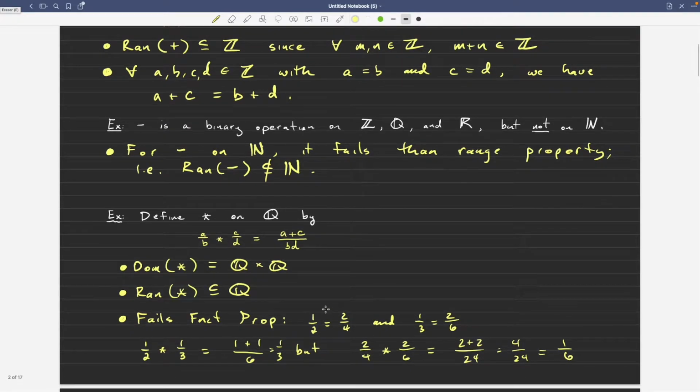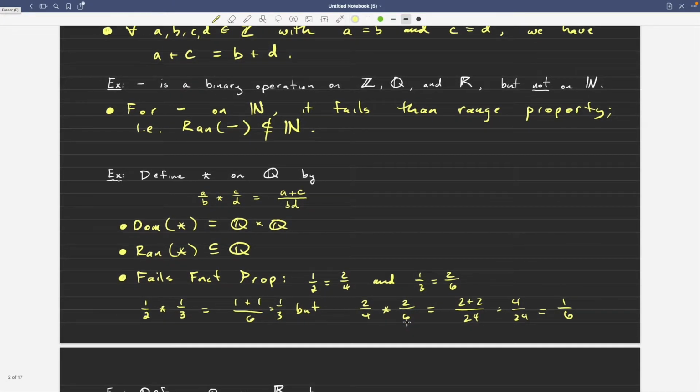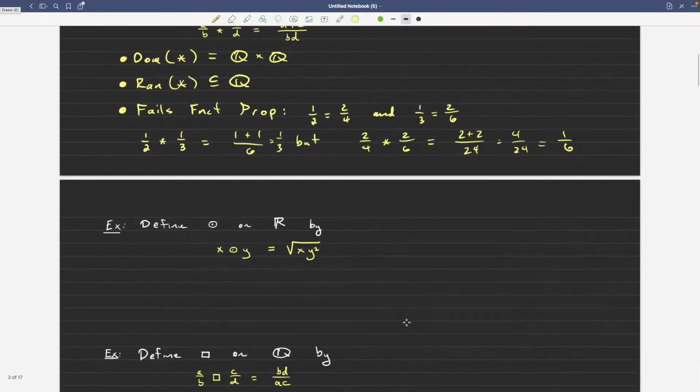So just like when we were checking ordinary functions have the function property, we have to be careful that the function's not sensitive to the form of the input. It has to really just care about the value of the input. So here we were using fractions, and the form of the fraction made a difference in the output value. So same sort of thing as we've seen before when thinking about functions.